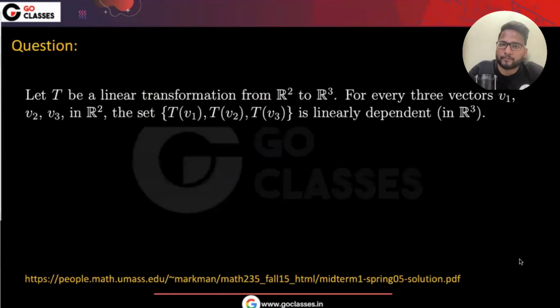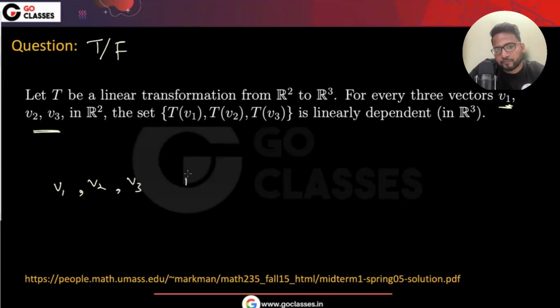Okay. Now let's just see this question. This is a true false question. Just try to solve this question and tell me if it is true or false. So what they're saying is that the vectors are these V1, V2, V3, and these vectors are in R2. So these three vectors are in R2.